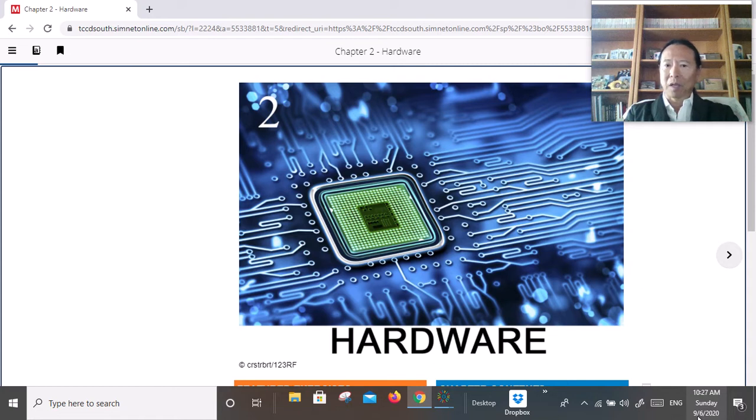A computer with hardware and no software is pretty much useless. The other way around, if you have the PowerPoint software but you don't have a computer, where are you going to keep it? So software is the application you're going to use, and hardware is the item that keeps your software working.